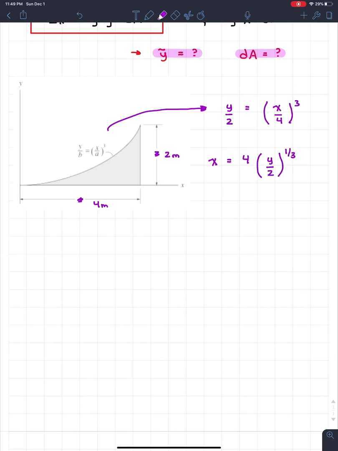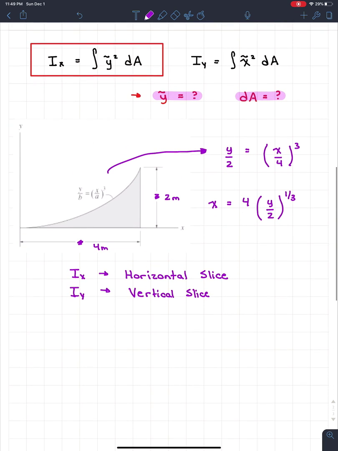And that is this. If I'm finding Ix, what I want to do is I want to take a horizontal slice. So again, you can take a vertical slice, it'll still work. This is just my preference for moment of inertia. If I'm looking for Iy, I want to take a vertical slice. And the reasons for these will become apparent in these formulas. And actually, I can show you guys right now.